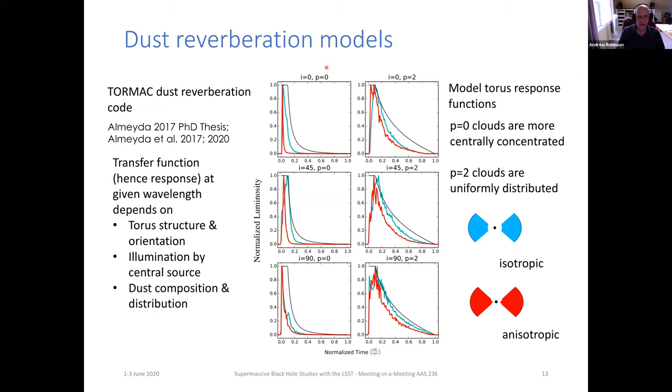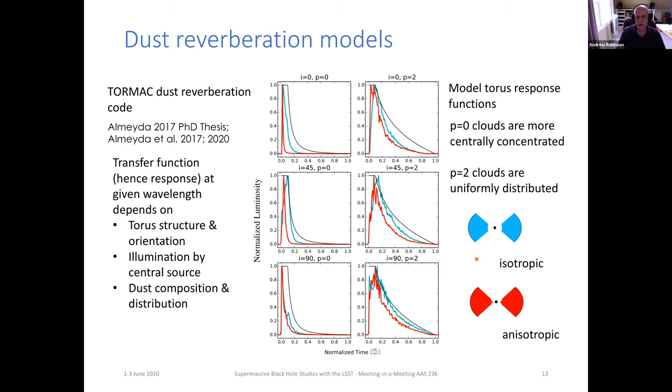So to investigate this, Triana and I developed a dust reverberation simulation code. And here are some model response functions from that, showing the dependence of what we call the response function, that is the response to a short continuum pulse, as a function of various parameters: the inclination of the torus, whether the clouds are centrally concentrated or more evenly distributed, or whether the illumination is isotropic or anisotropic.